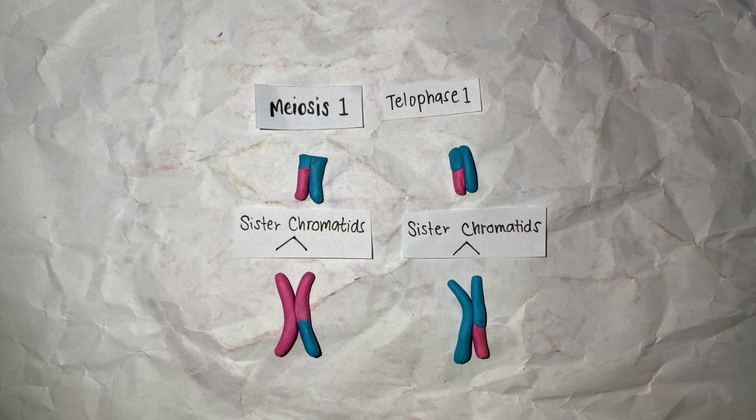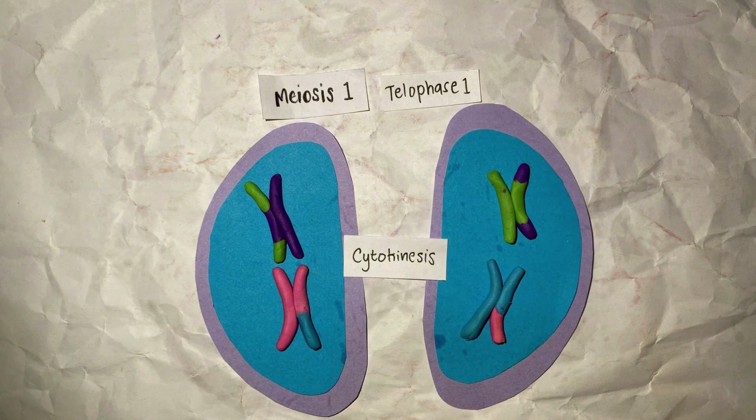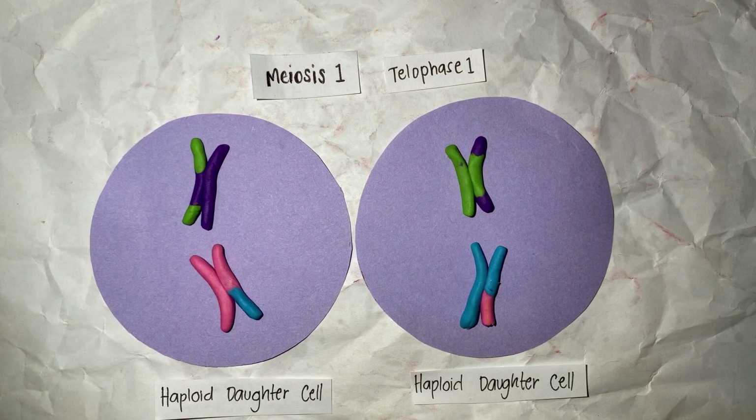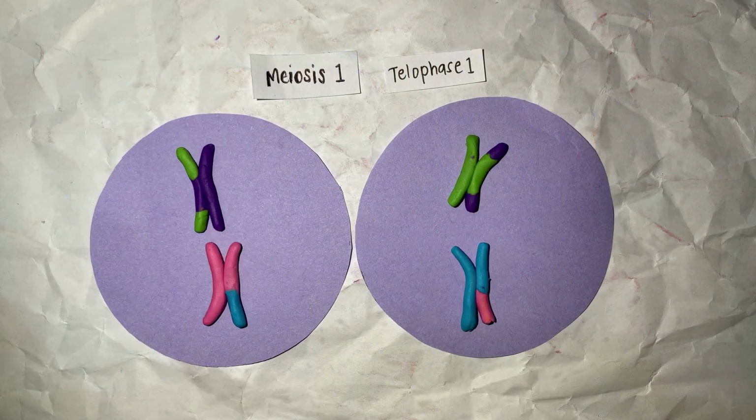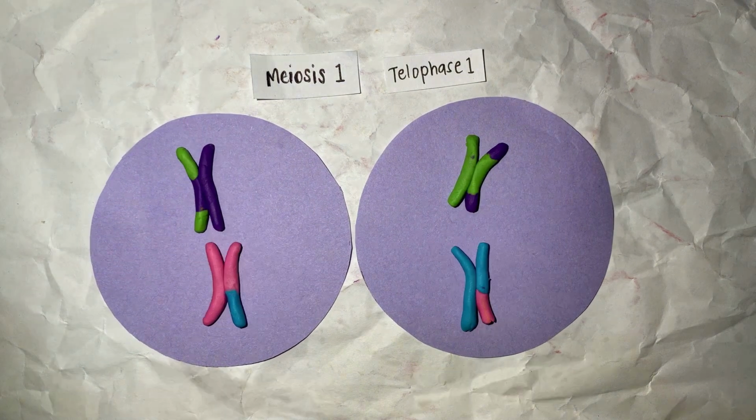However, each chromosome still consists of sister chromatids. Keep in mind that each chromosome's sister chromatids are no longer identical because of the allele exchange that happened during crossing over. Then, spindle fibers disappear and the nuclear membrane reforms around the chromosomes. Finally, cytokinesis occurs. Meiosis 1 ends with two genetically different haploid daughter cells. Each haploid cell contains only one set of chromosomes, consisting of paired sister chromatids.